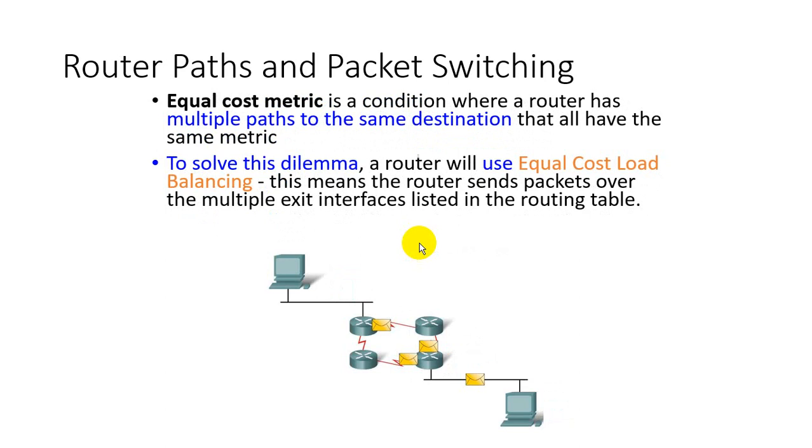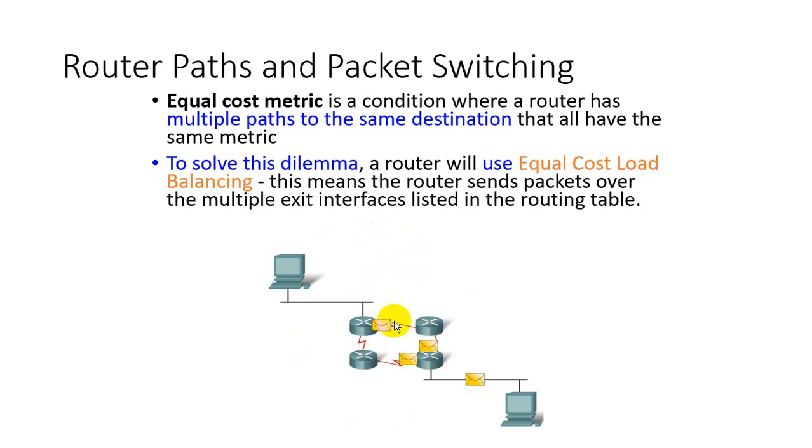Equal cost metric is a condition where a router has multiple paths to the same destination. If this PC wants to go to this PC, then it can go either through this path or through this path. To solve this dilemma, a router will use equal cost load balancing. This means the router sends packets over the multiple exit interfaces listed in the routing table.